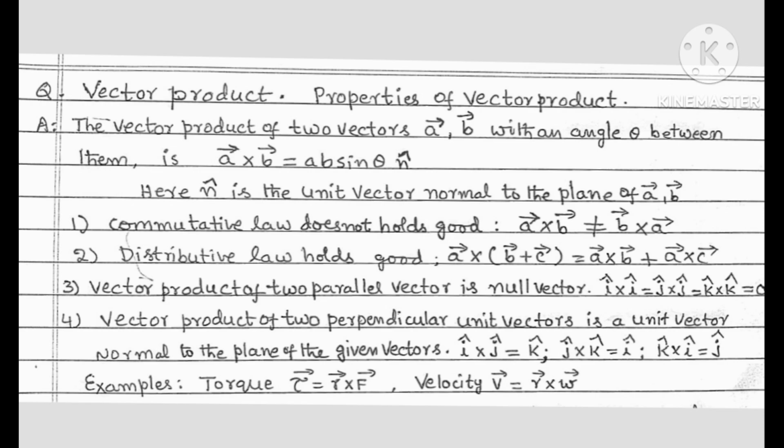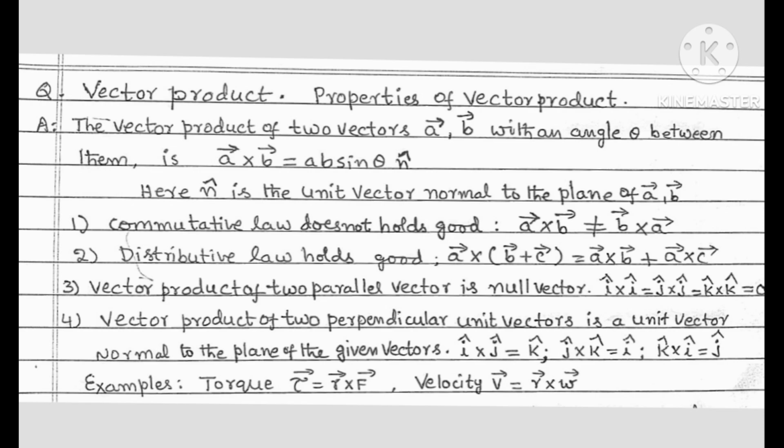Next we are going to discuss vector product and properties of vector product. The vector product of two vectors a bar, b bar with an angle theta between them is a bar cross b bar equal to ab sin theta n cap. Here n cap is the unit vector normal to the plane of a bar, b bar.